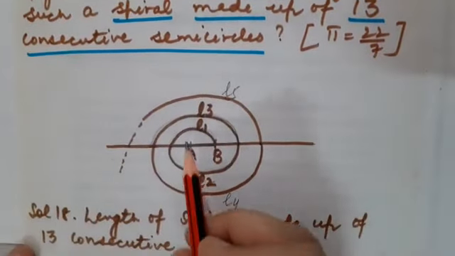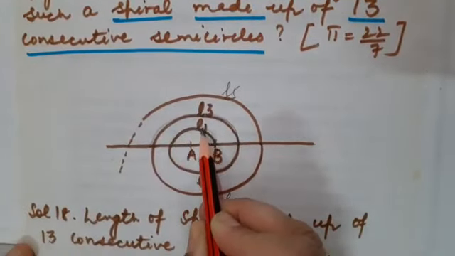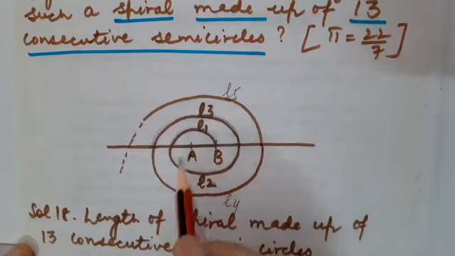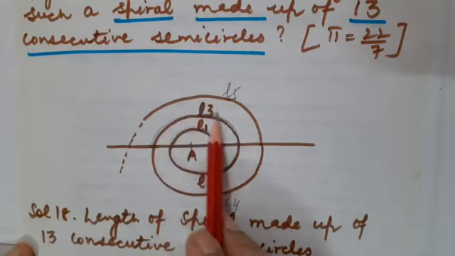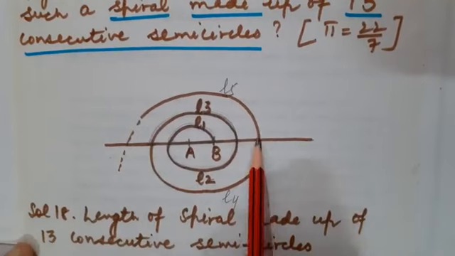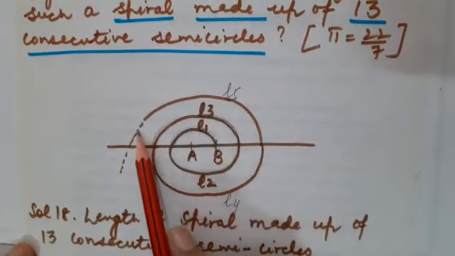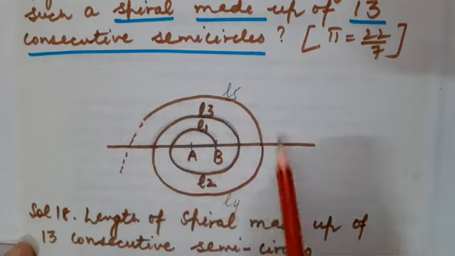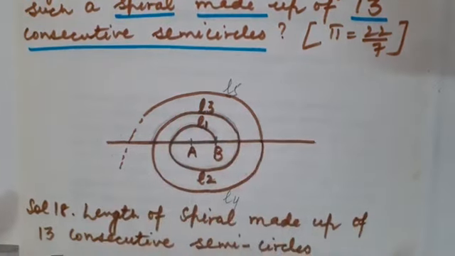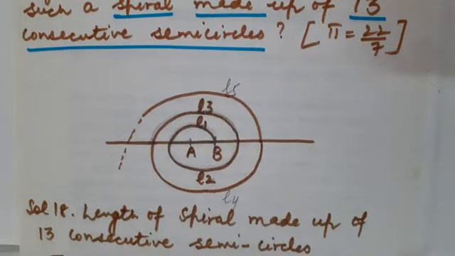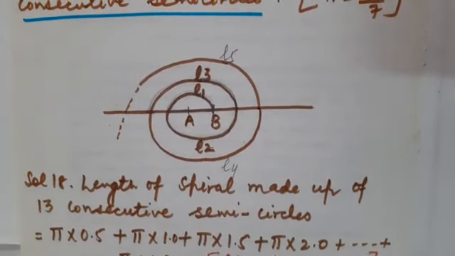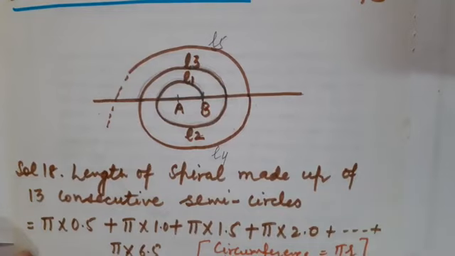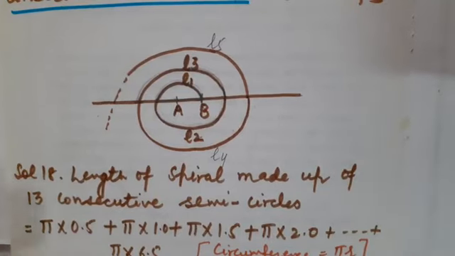Here children, you can see this is semicircle number 1 whose length is visible here, that is L1. This is semicircle number 2 whose length is L2. Then L3, this is semicircle number 3, this is L4, this is semicircle number 4, and the above one is semicircle number 5, and so on. It will keep on moving like this. Fine. And basically we will have to make a total of 13 consecutive semicircles. What is said in the question, what we have to calculate? Total length of such a spiral which is made up of 13 consecutive semicircles.